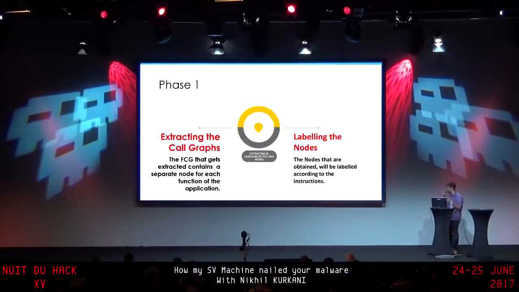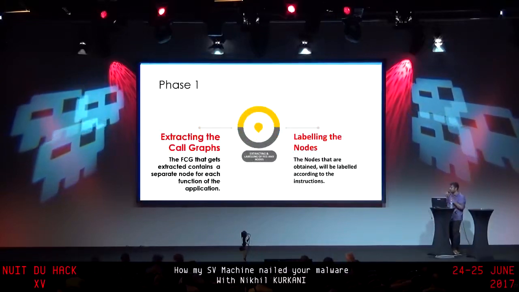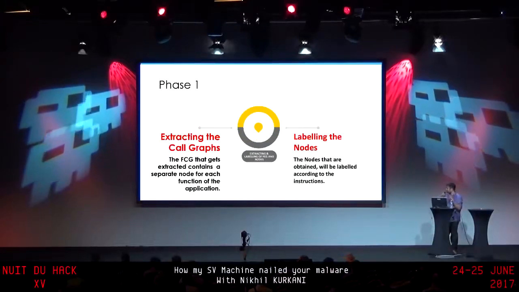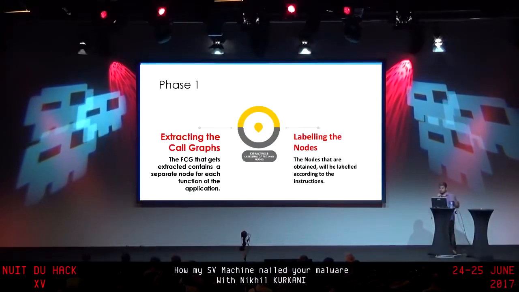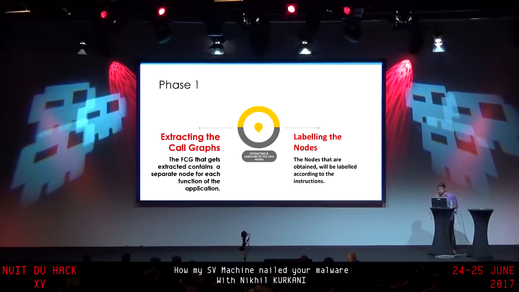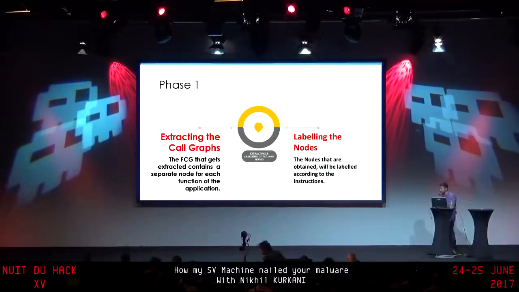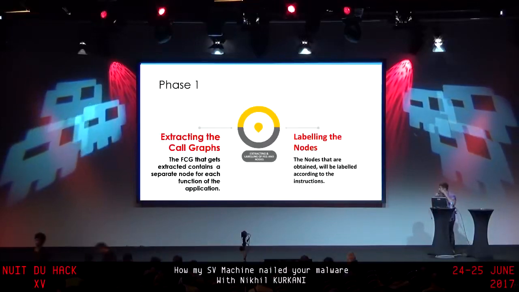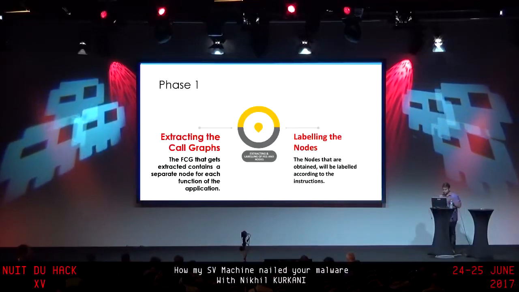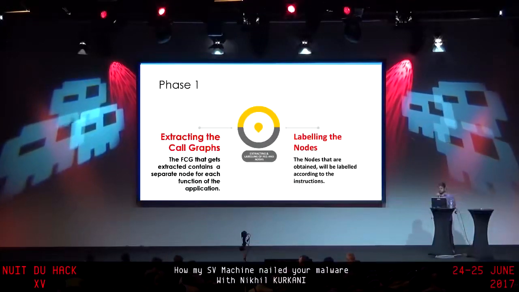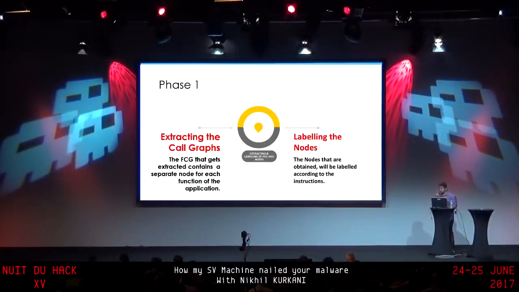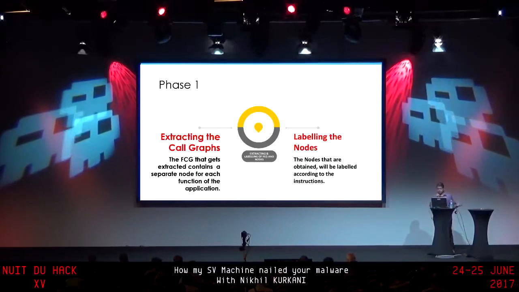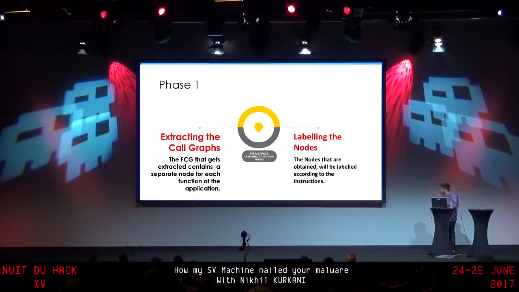Phase one is extracting the call graphs. The function call graphs that get extracted basically contain a separate node for each and every single function of the application. Here we consider the function calls as the edges and the functions as the actual nodes. First we have to do that. This is done using a couple of different Python modules, wherein the reversing is done by Androguard and a couple of other things.